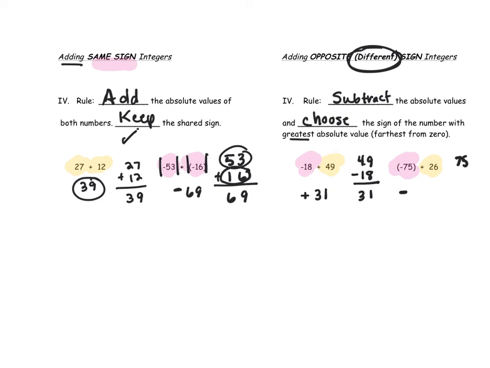So the absolute value of 75 minus the lowest absolute value, which is 26. So again, 5 minus 6, I'm going to have to borrow. And I'm going to pretend this is 15 minus 6, which is 9. 6 minus 2 is 4. And so I'm going to have 49 leftover negative chips if I modeled this with chips.